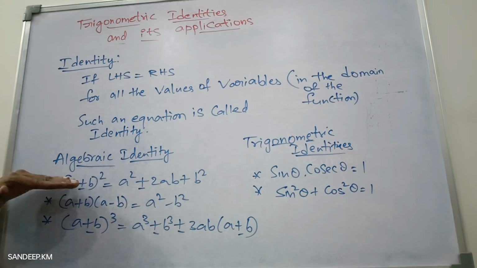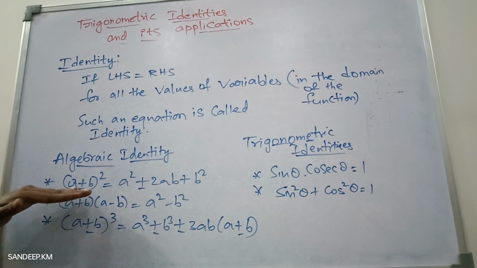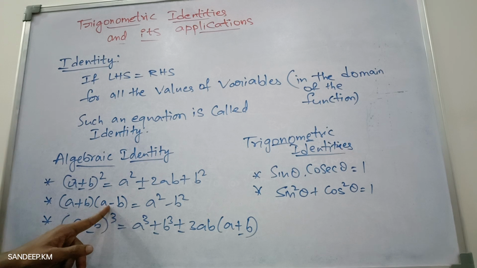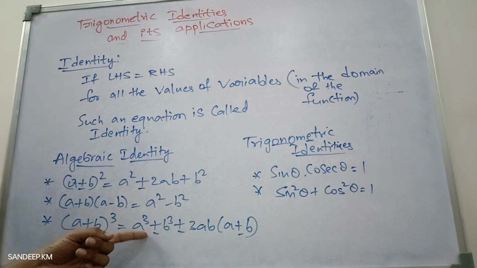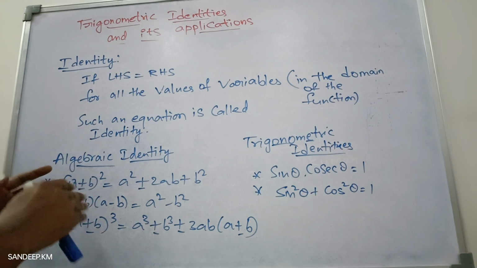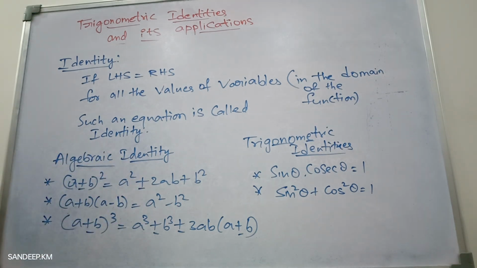So there are some algebraic identities here: (a minus b) whole square, (a plus b) into (a minus b) is equal to a square minus b square, or (a plus b) whole cube is equal to a cube plus b cube plus 3ab into (a plus b). All these are examples of algebraic identities where LHS is always equal to RHS for every value of a and b. So these are algebraic identities.